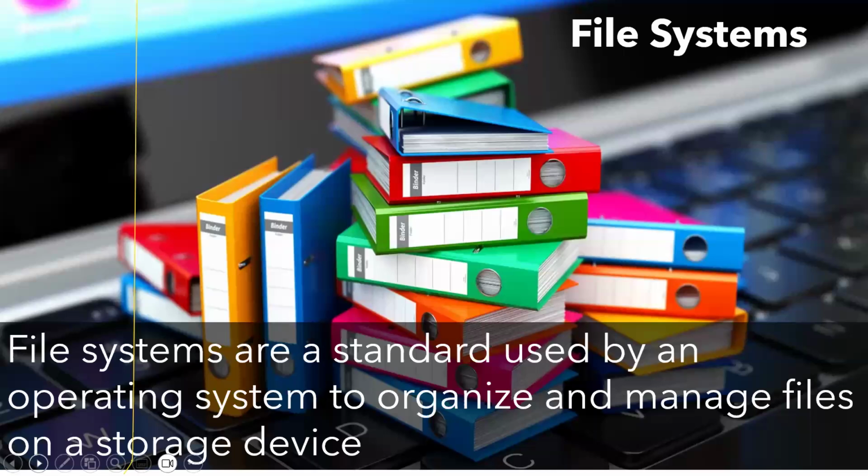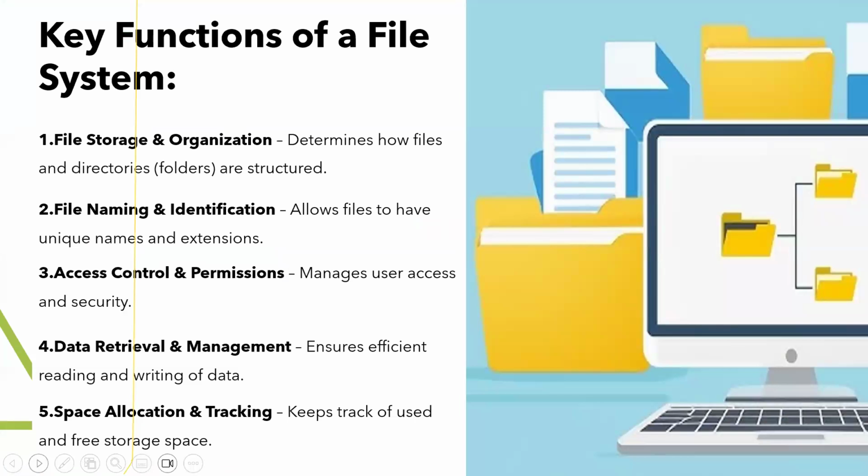Let me go back to this because I like taking this thing gradually. File systems are a standard used by an operating system. I want you to connect this thing, okay? Standard used by an operating system to organize and manage files on a storage device. Why are they needed? File storage and organization, file naming and identification, access control and permission, data retrieval and management, space allocation and tracking. Okay.